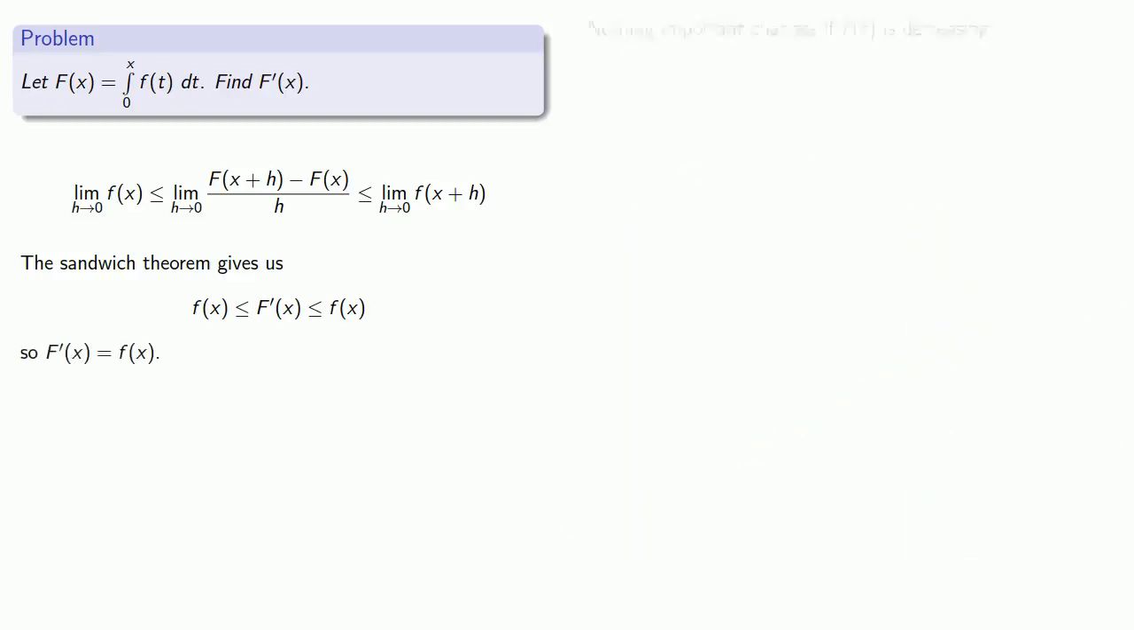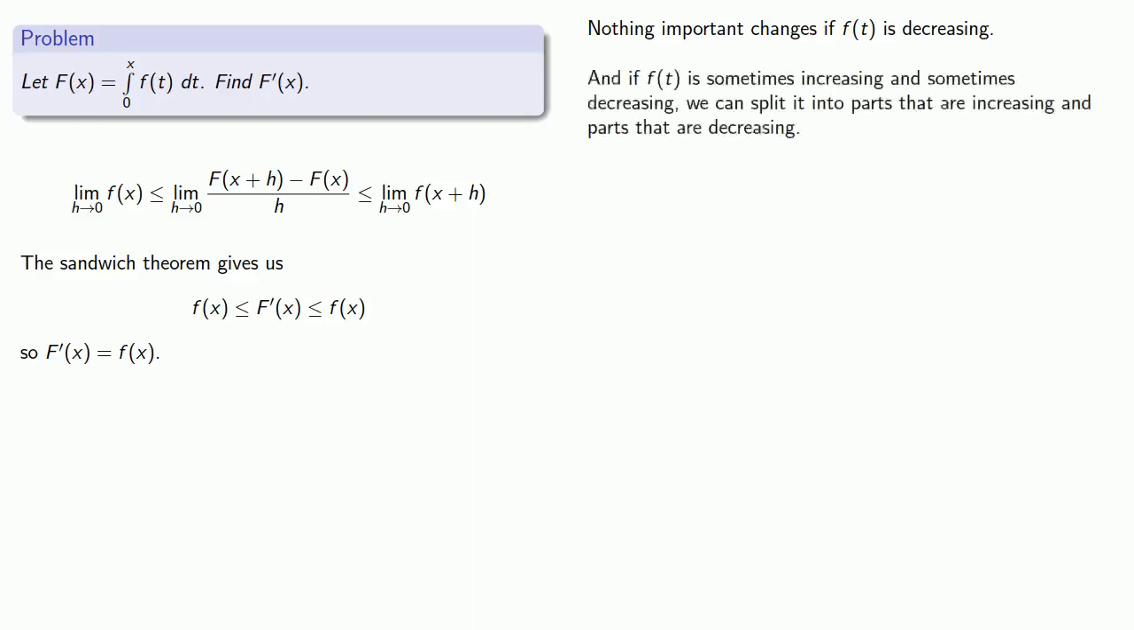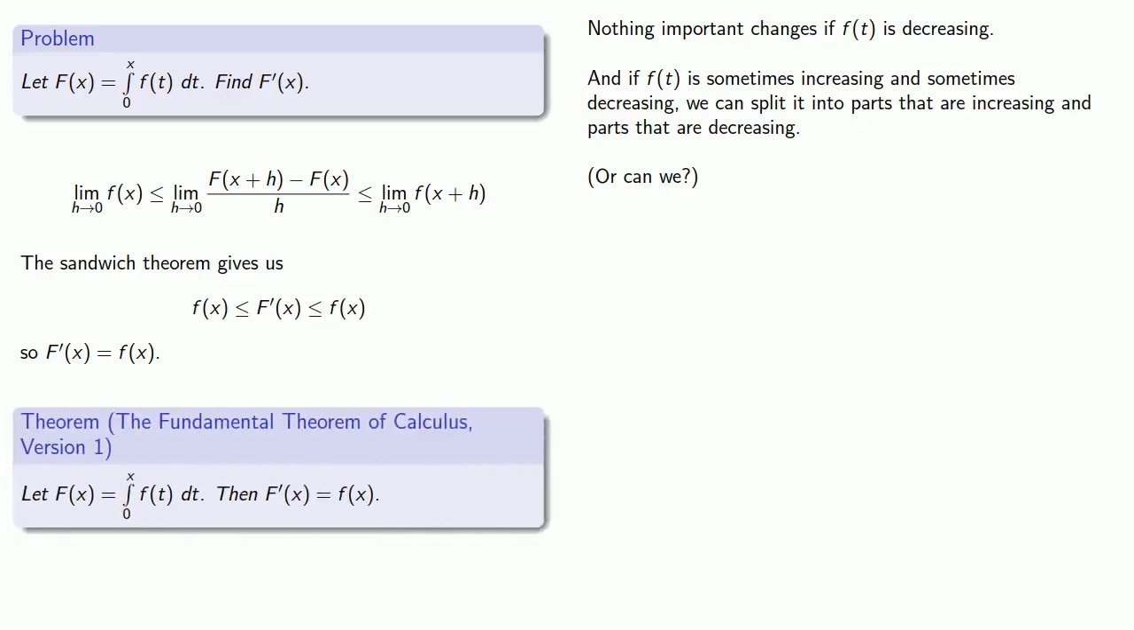What's important to recognize is nothing important changes if f of t is decreasing, and if f of t is sometimes increasing and sometimes decreasing, we can split it up into parts that are increasing and parts that are decreasing. Or can we? Again, that's a topic for a later course. This gives us the following important result. Provided certain conditions are met, let capital F of x be the integral from 0 to x of some function f of t dt. Then the derivative of capital F of x is going to be the same as the integrand f of x.